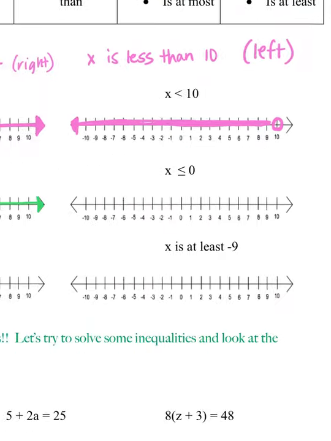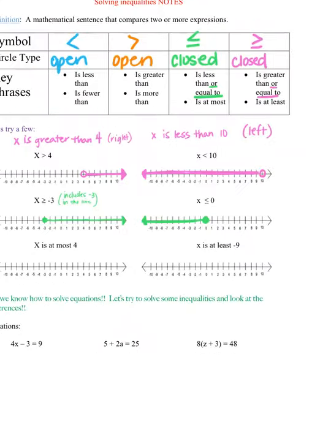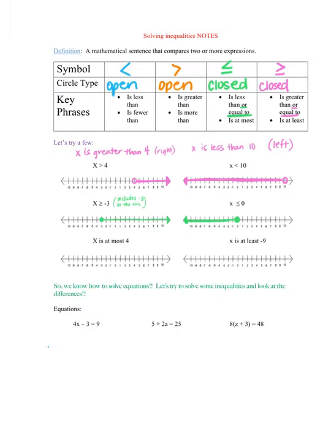Now, X is less than or equal to 0. So it's going to include 0. So that's why our circle is closed, because it's including 0. And anything less than, or left, on the line is X.